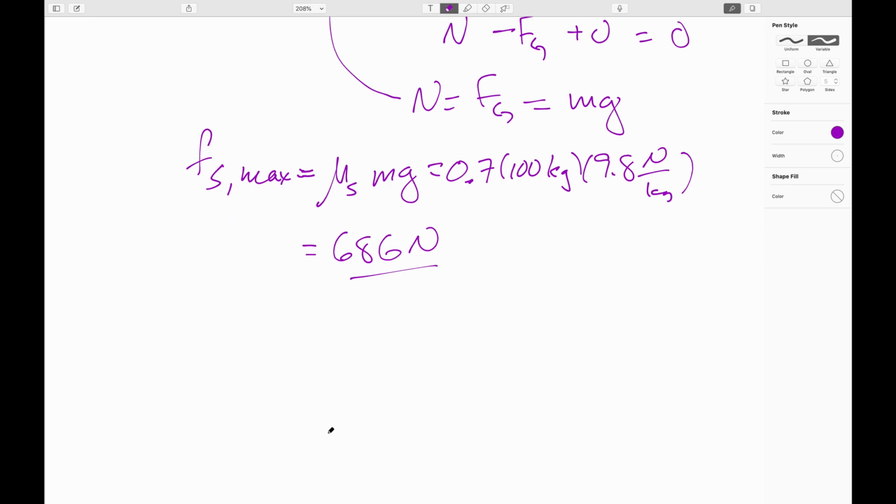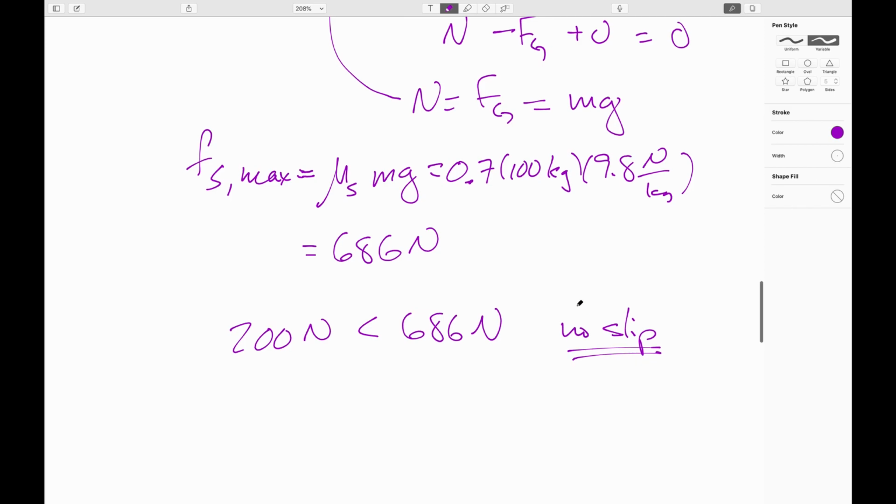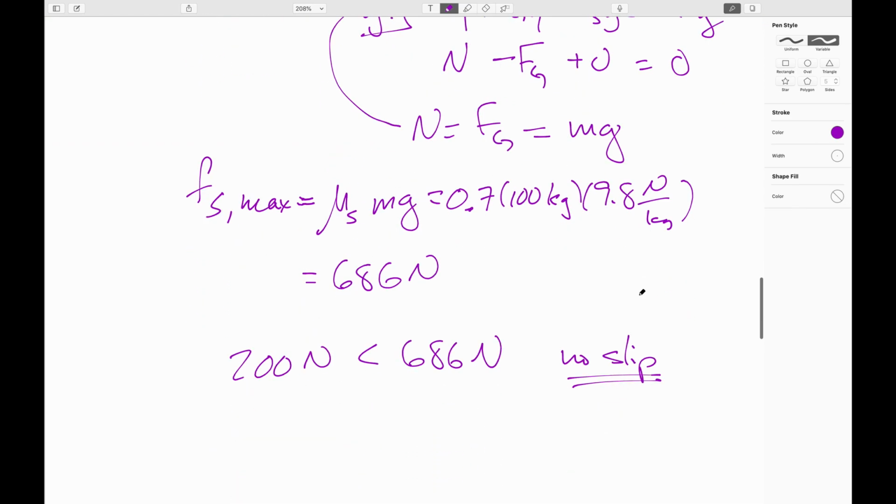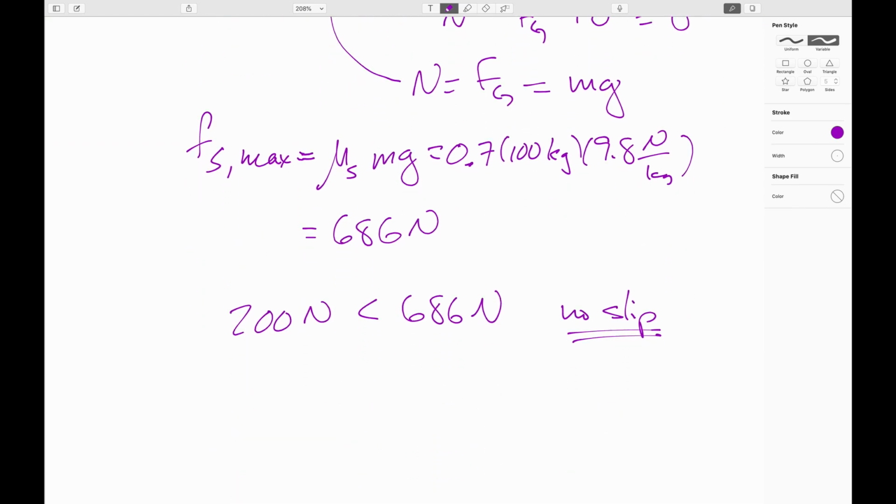So the big deal here is that the force of static friction we found was 200 newtons. That's less than 686 newtons. So we can conclude that the box, in fact, does not slip, and that the force of static friction on it is indeed 200 newtons. So that's how you attack something like that.